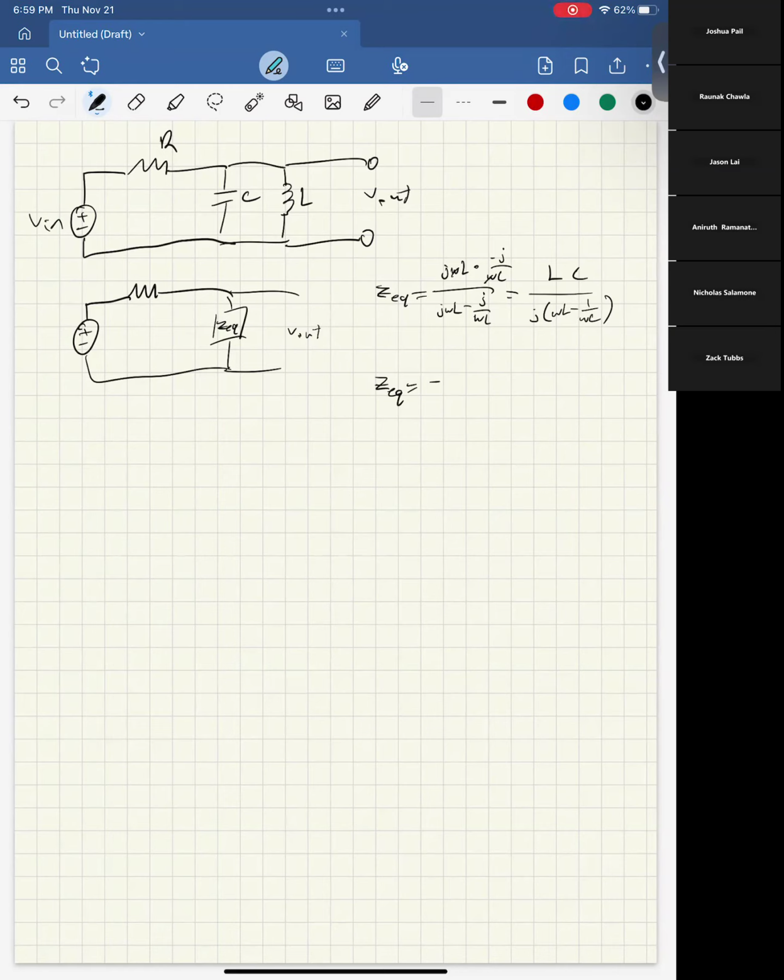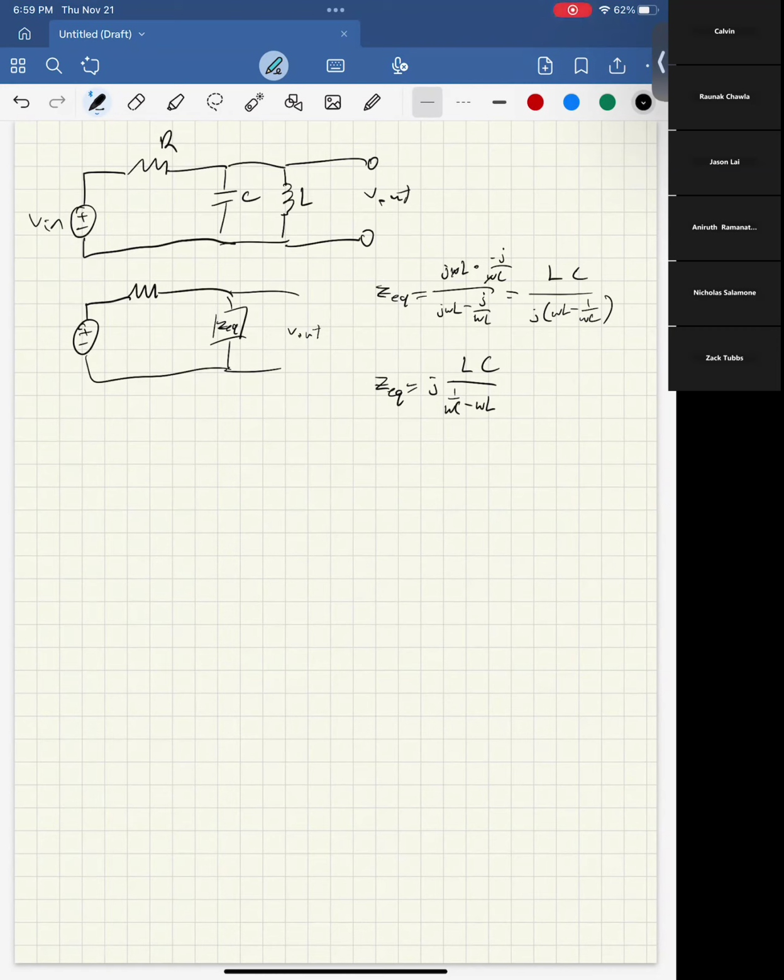You can write that as, what's the nicest way to write this? I think the nicest way to write this would be j LC over 1 over omega C minus omega L. I think that's the same thing. Yeah. Okay.